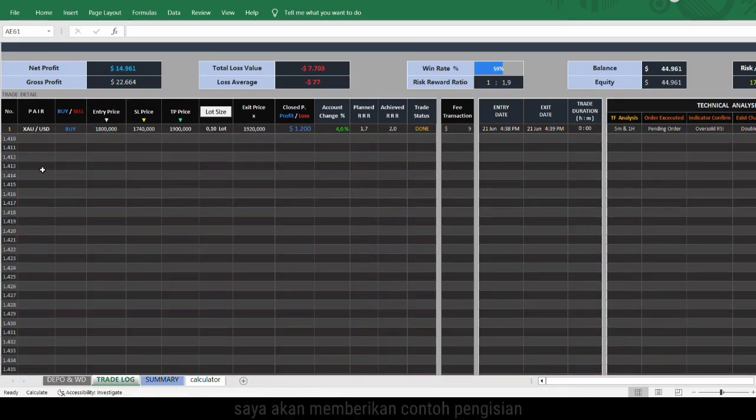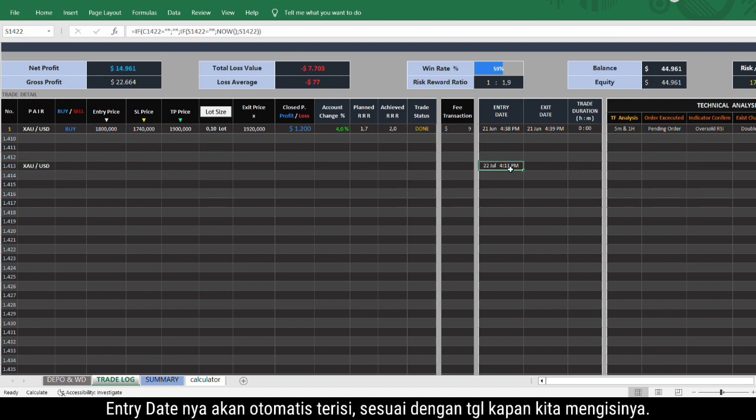I'll show you an example. Starting from pair, we can choose from the drop-down list. Here I will choose gold. See, after the pair is filled in, the entry date will be automatically filled in according to the date and the time when we fill it.